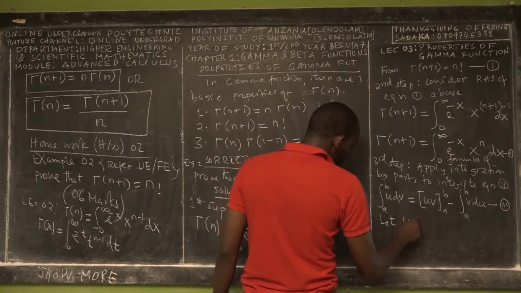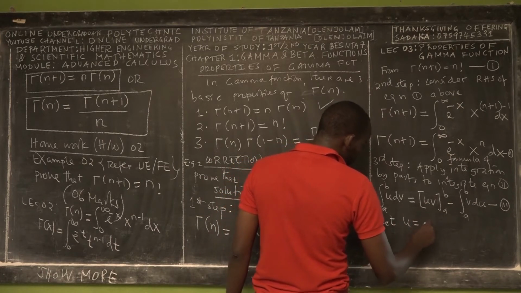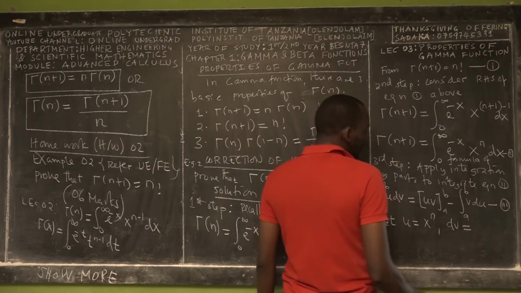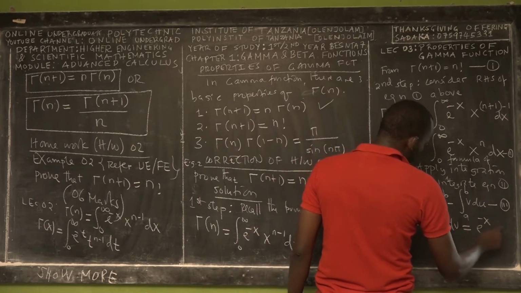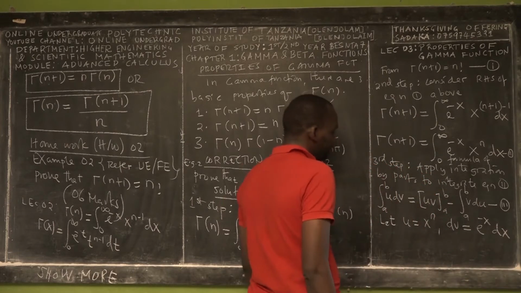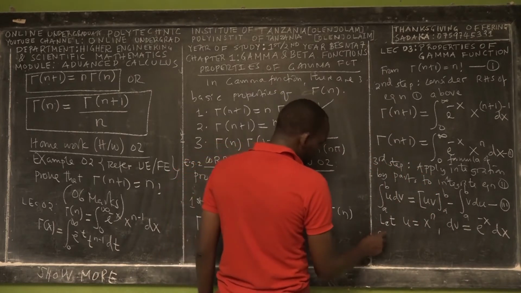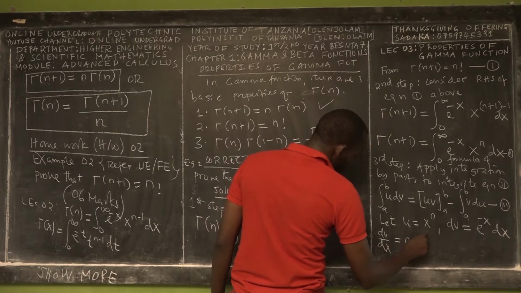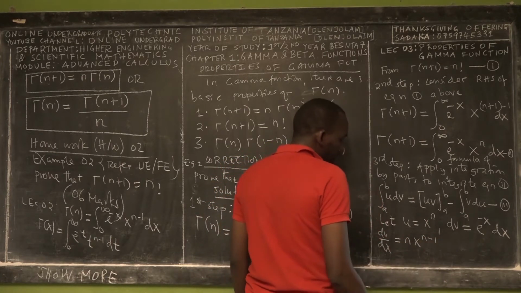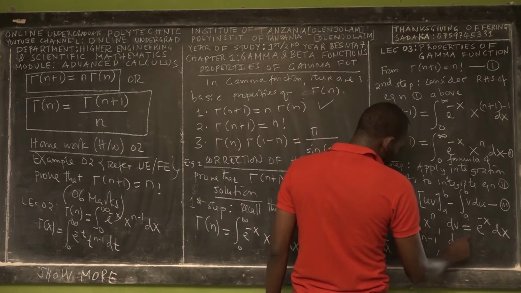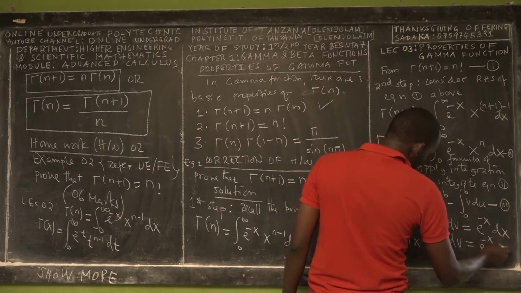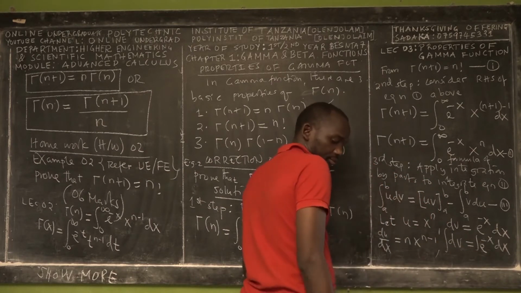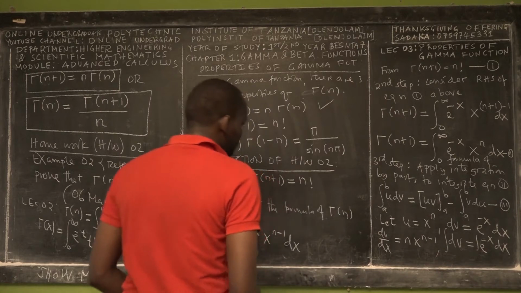In equation 3, let u be equal to x to the power n, and dv equal to e to the power negative x dx. So du/dx is equal to n x to the power n minus 1, and for this case we have dv equal to e to the power negative x dx. Let us integrate both sides.